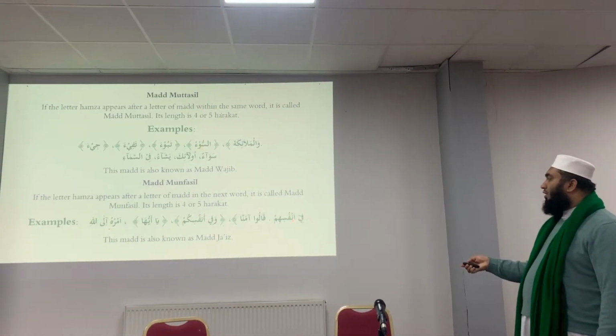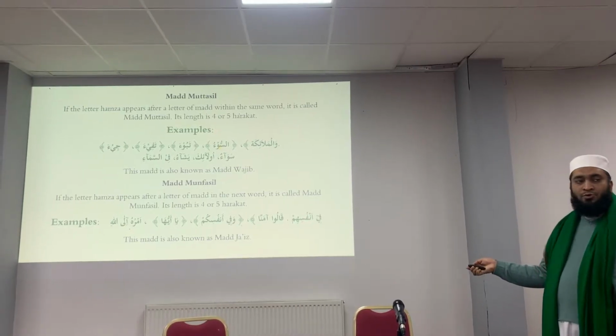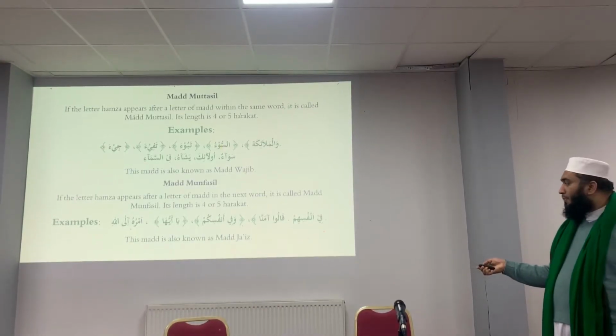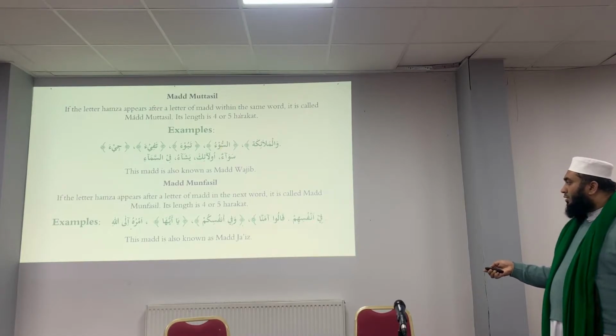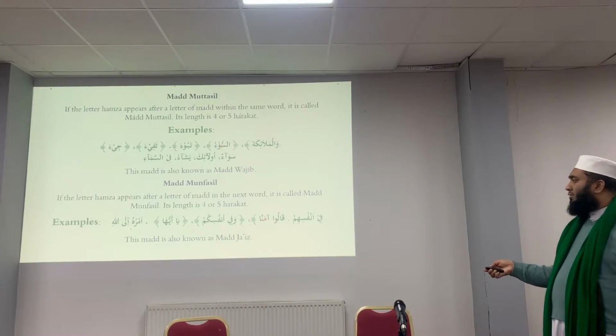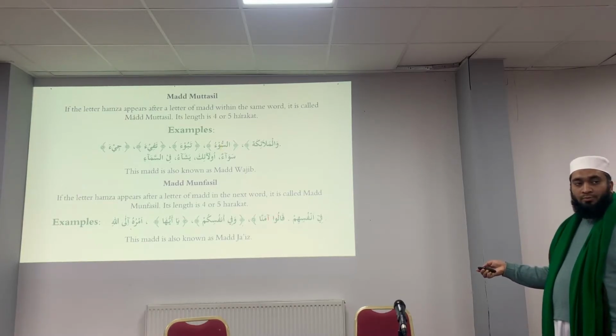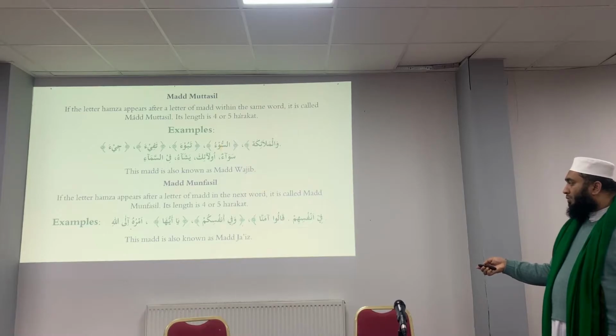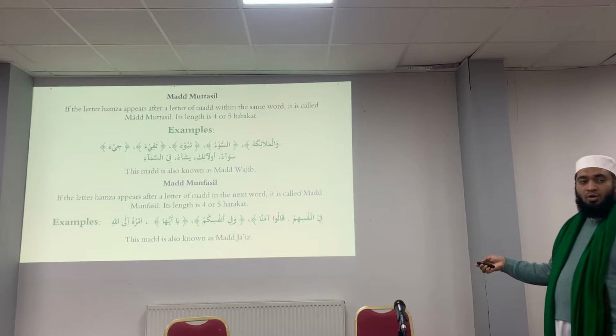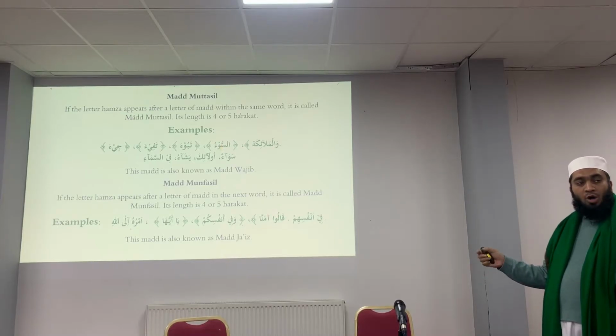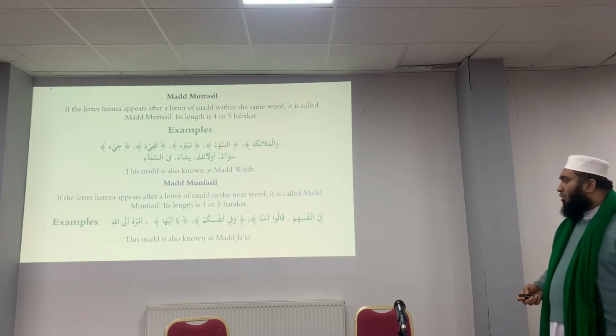Fi anfusihim, في أنفسهم. Qalu amanna, قالوا آمنا. So the lo will be long. There was a sakin here that we didn't put. So lam with pesh, lo. The letter before it has a pesh, so this waw is a letter of mad.